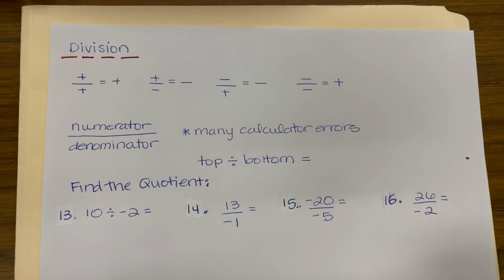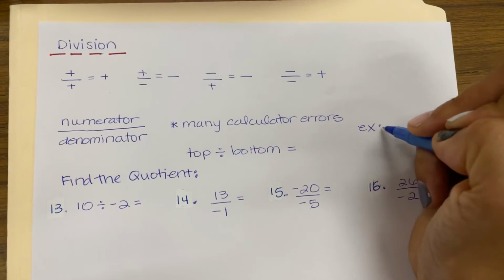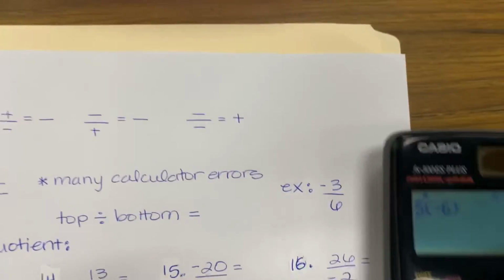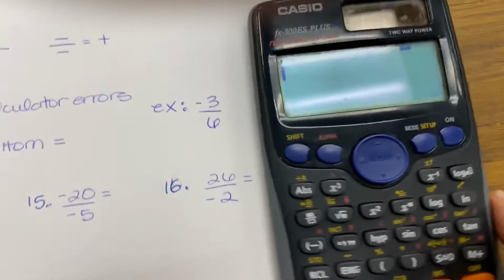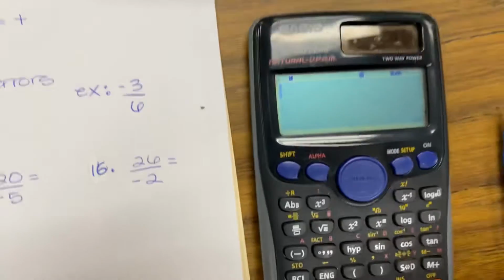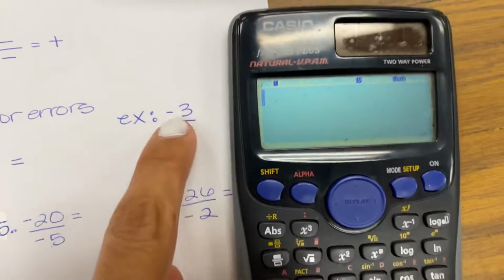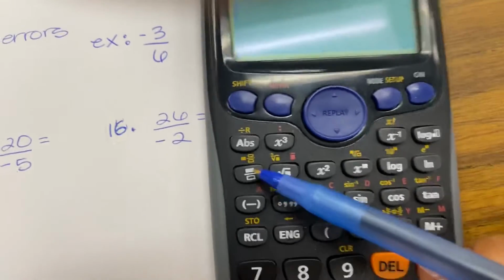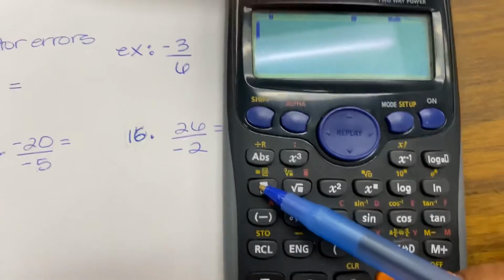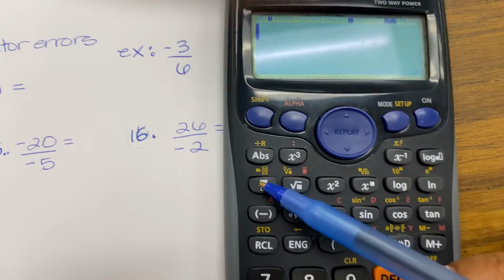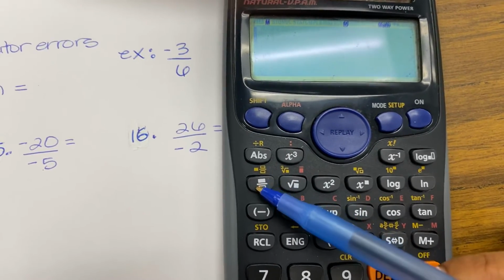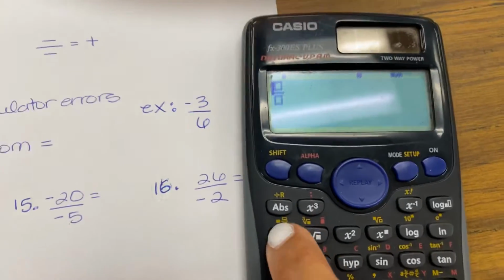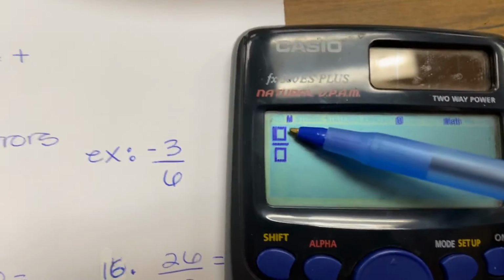So, for instance, if I have negative 3 divided by 6, the way you put it in the calculator is the way you see it. This is why this calculator is amazing. I have a fraction bar there. This is the fraction button right here. You're going to use this all year, especially this semester, and next semester too. You hit that fraction button, and now it's set up as a little fraction.